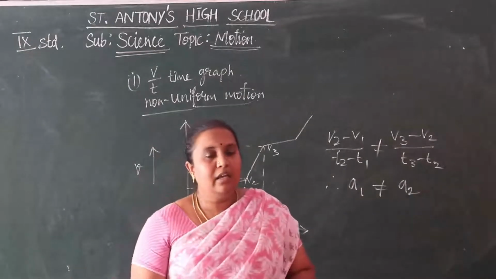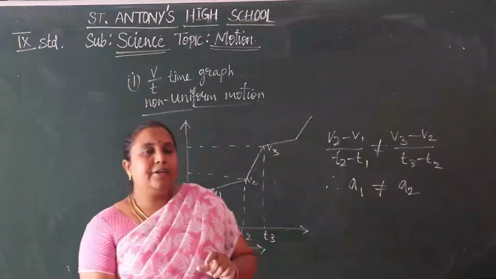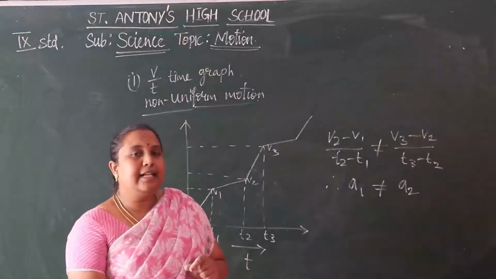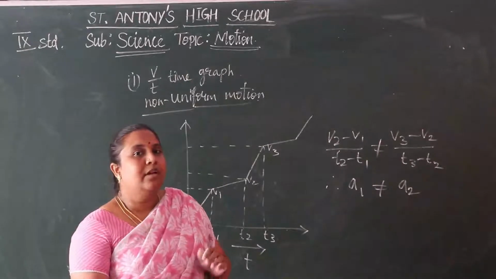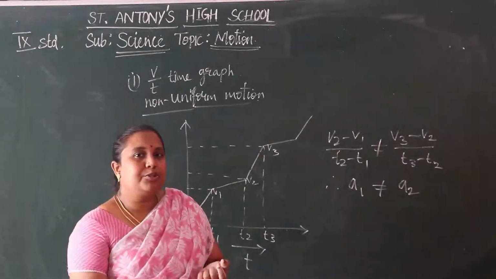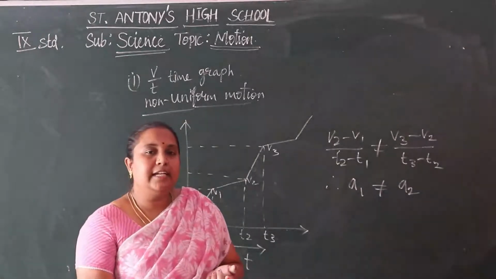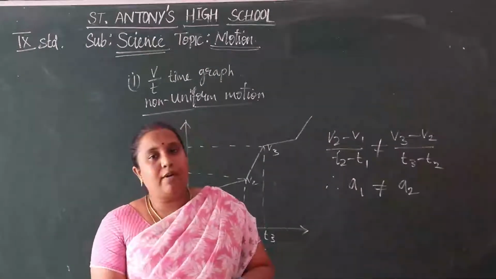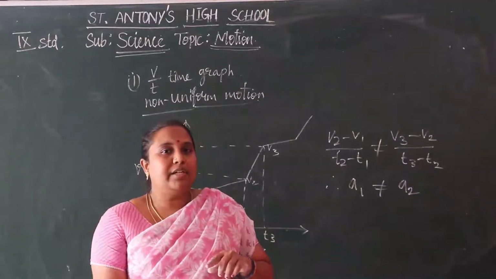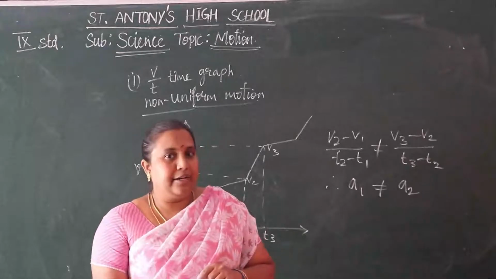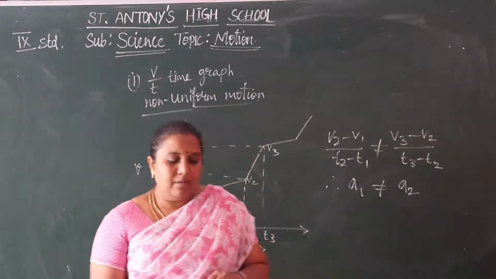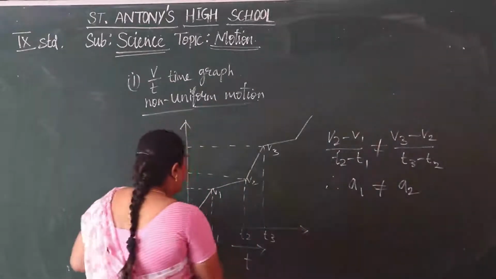again, and we calculate the acceleration. Accelerated motion we calculate in the positive manner, and decelerated motion we calculate in the negative manner. Accelerated motion is positive and decelerated motion is negative, both in uniform motion and in non-uniform motion. Decelerated motion is always calculated as negative acceleration. So let us see uniform and non-uniform decelerated motion.